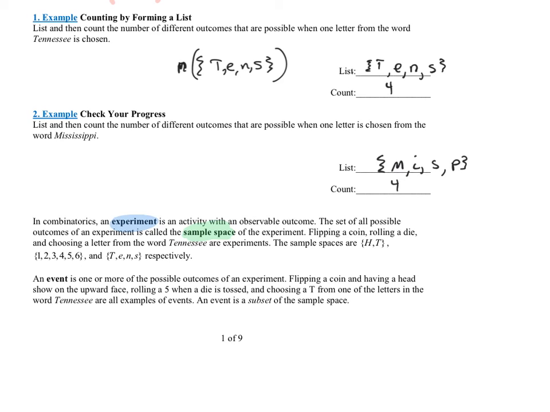An event is what you want to occur when you actually pick the letter. So for instance, I might want to know what's the probability of me flipping a heads. A heads would be an event. An event is one of the outcomes in the sample space. It's one of the possible things that could happen.